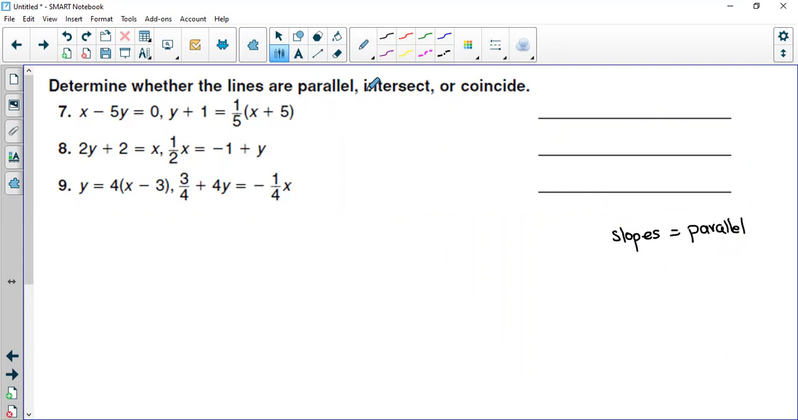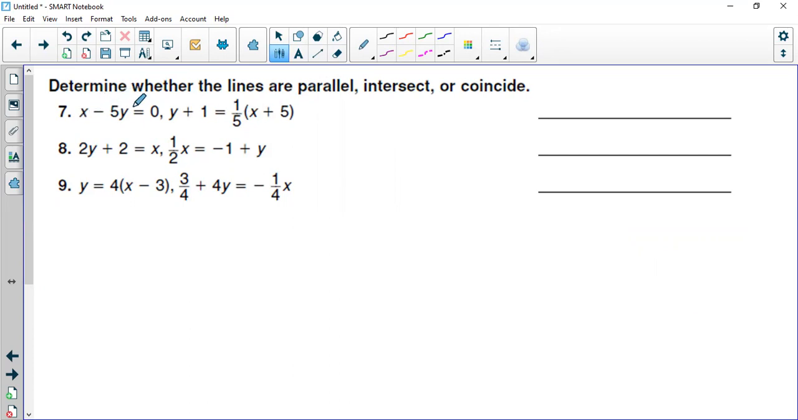But in this question, they have given us intersect or coincide. Coincide means the same line at the same time. So they're talking about basically the same line. For being coinciding, the slopes must be the same and also the y-intercepts must be the same. When I do the question, I will explain what these mean. First, let's find the slopes of these.